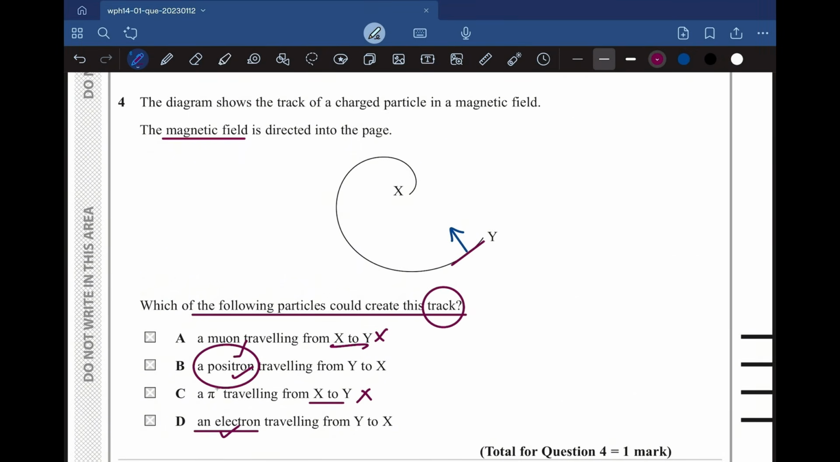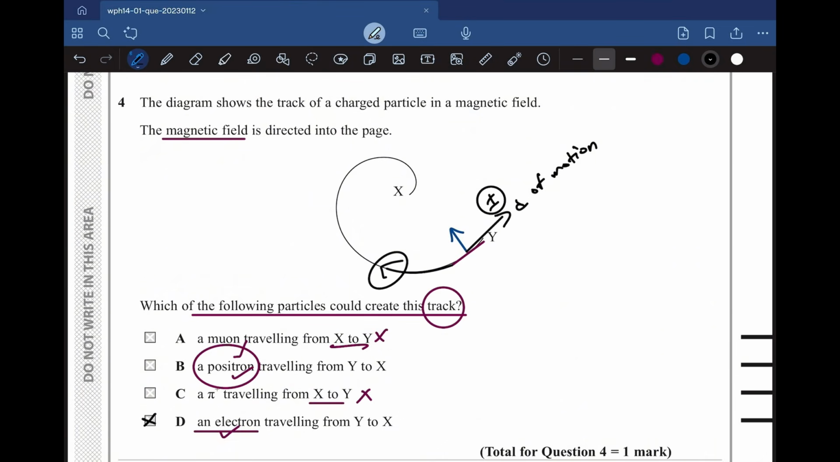As the current was showing in this direction, the direction of motion would be in this direction. If it was a positively charged particle, the direction of motion would have been towards the right. But here we can see it is moving from y to x, so the direction of motion is in this direction. So the direction of motion of the particle is opposite to the direction of current. So we can say it is a negatively charged particle, because a negatively charged particle has a direction of motion opposite to the direction of current. So we can say our correct answer is going to be D.